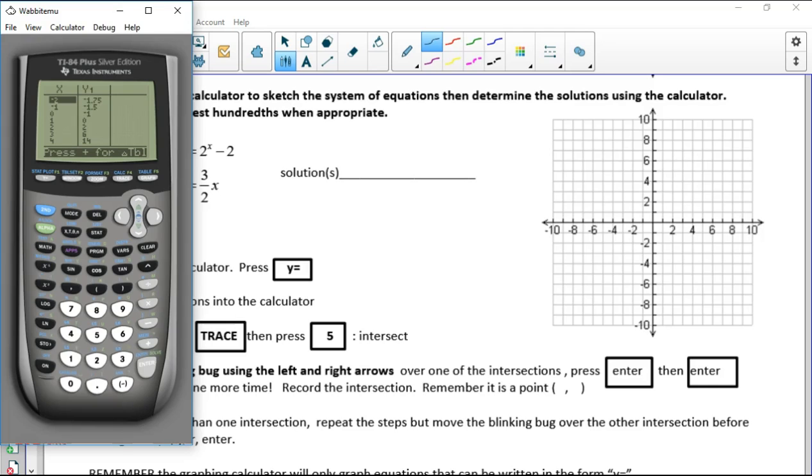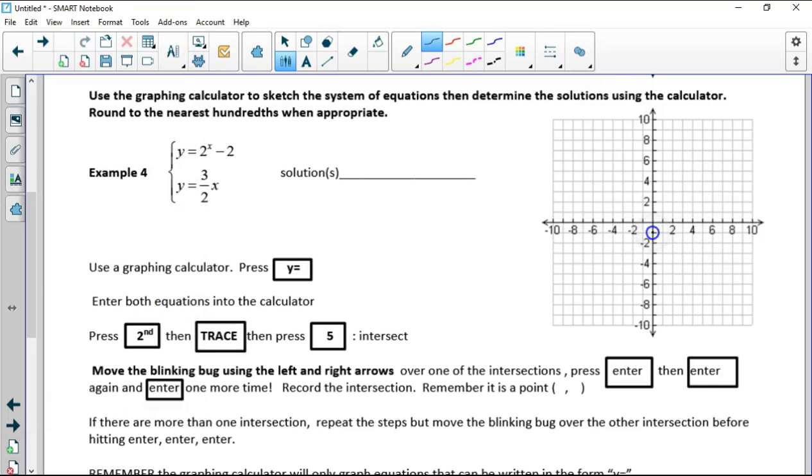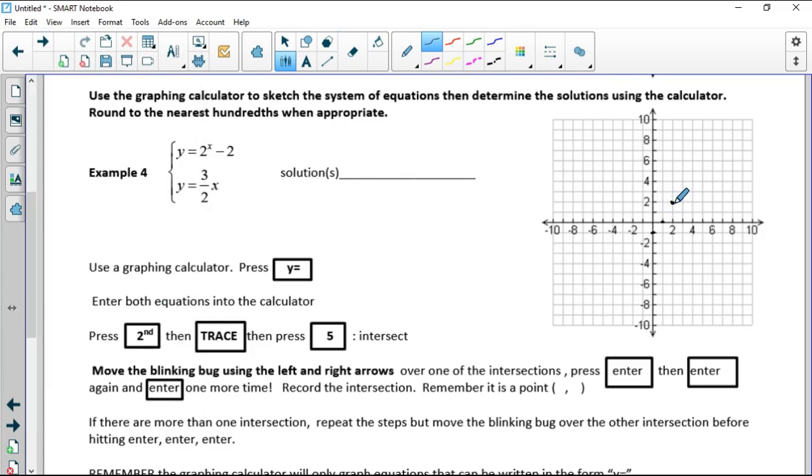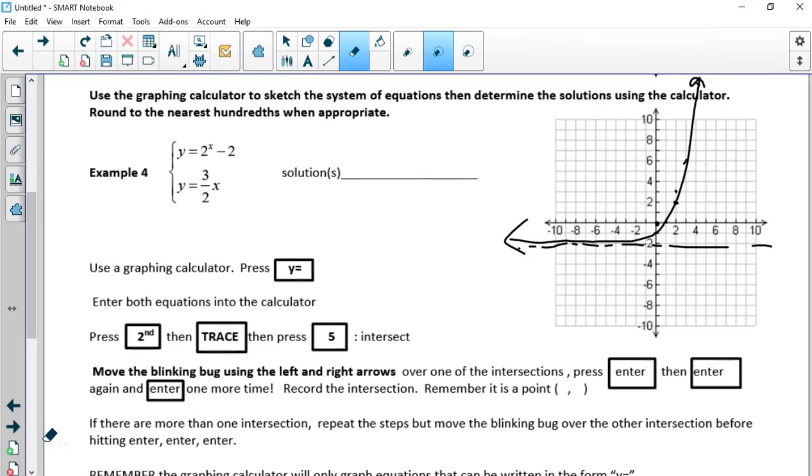So we got 0, -1, 1, 0, 2, 2, 3, 6. And 4 was off the chart up here, about 14. And again, it's never going to hit -2, because that's where the asymptote is. So it's going to ride along that line and come up like so.